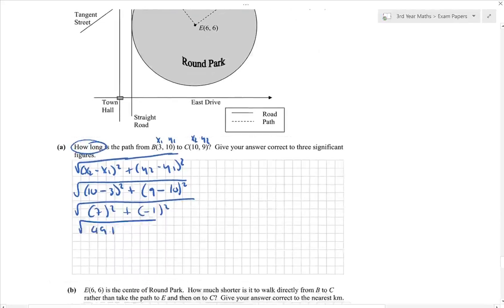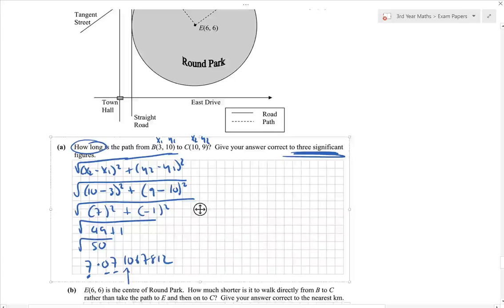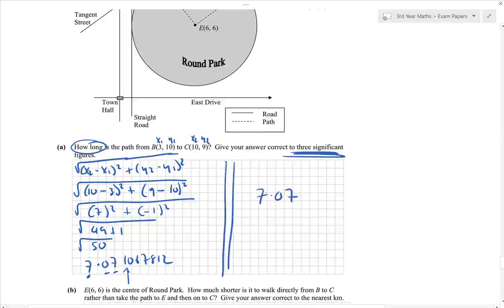Square root of 49 plus 1 gives me the square root of 50. If you want to convert it to a decimal, you can. 7.0710678812, and it actually says to convert it correct to 3 significant figures. So if it says 3 significant figures, you're looking at the first 3. Remember the difference between 3 decimal places and 3 significant figures. Decimal places are the numbers after the decimal point. So that's the first significant figure, second, third. So you look at the fourth. If it's 5 or greater, this is increased by 1, but it's less than 5, so my answer is 7.07, and we're talking about the distance, so it's 7.07 kilometers.